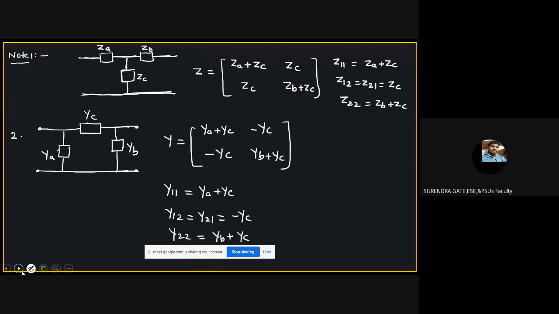One more note. If the network is given like this, then we can calculate, for example, the Z parameters. What are the Z parameters of this network?